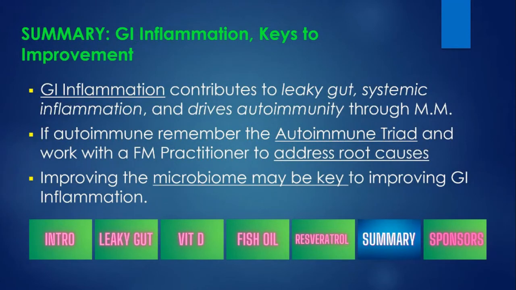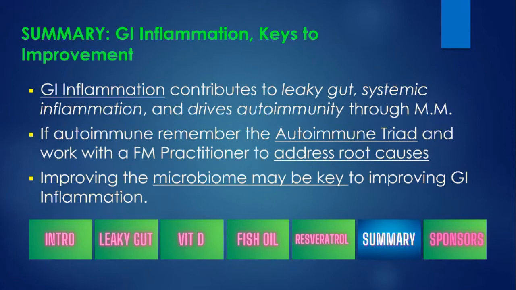So in summary, let's bring it home here. GI inflammation, keys to improvement. Number one, GI tract inflammation contributes to breaking down your intestinal barrier system. This is called intestinal hyperpermeability in the scientific literature, or just look up intestinal permeability. The lay term is leaky gut. When this occurs, things move from inside the GI tract through the intestinal lining into the bloodstream. This is called translocation, and this drives systemic inflammation. This is a major problem.